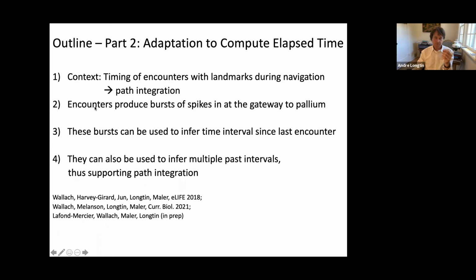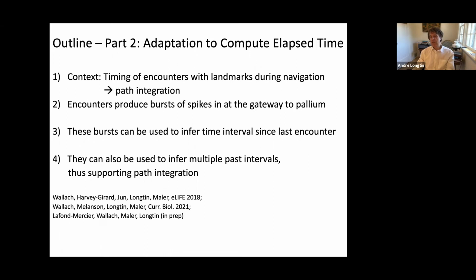focus on a structure that bursts. It produces bursts of spikes whenever there's an encounter with a new object in the environment. And these bursts can be used to infer time intervals since the last encounter. And more recent work, this is published work, and more recent work is pushing this in a direction where maybe these cells can provide a representation of sequences of time intervals.